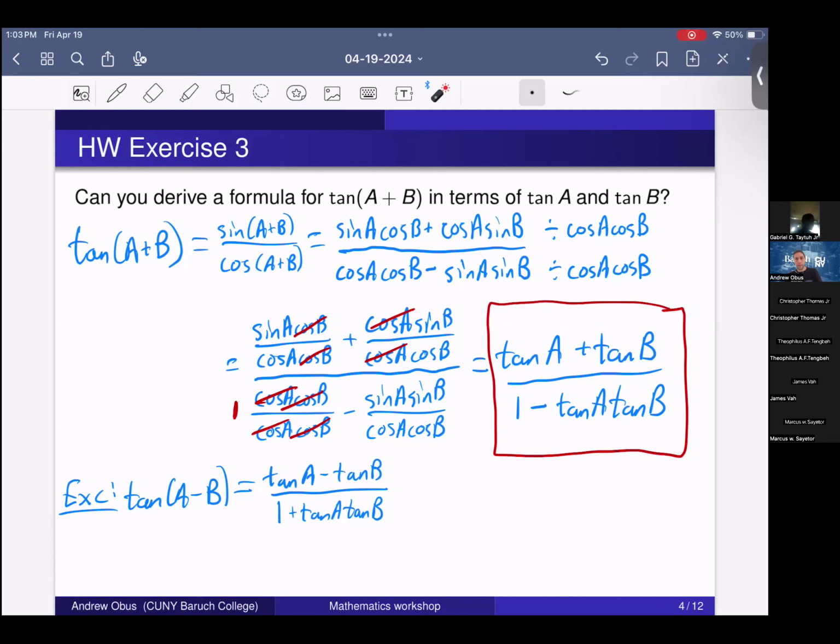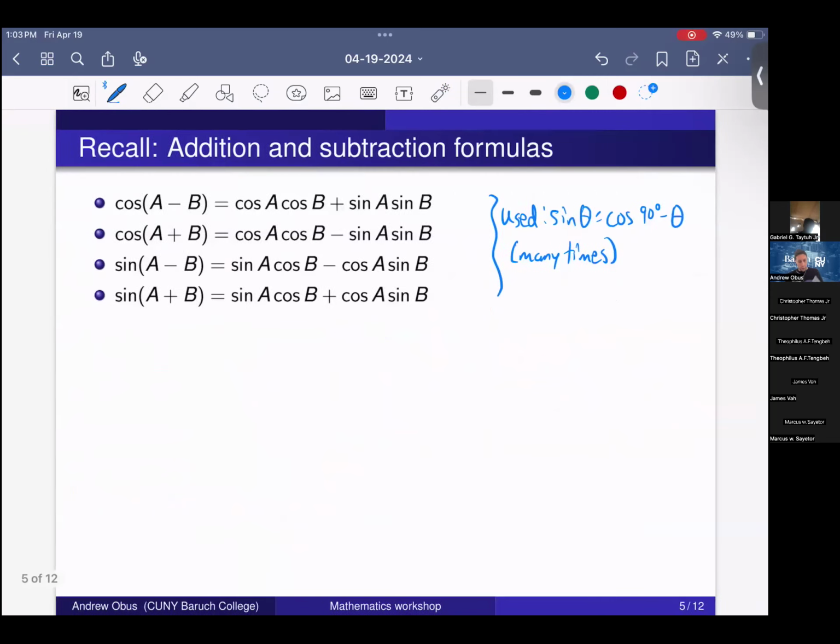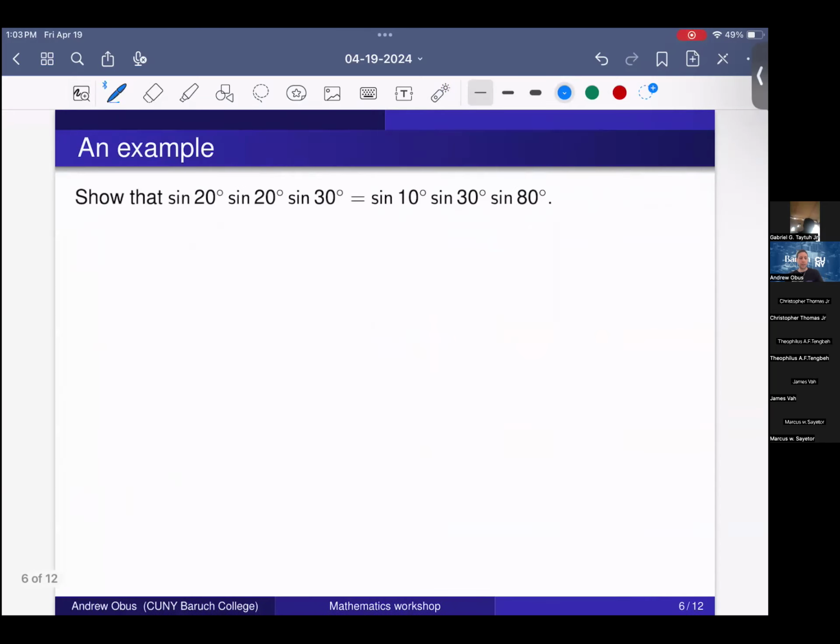All right, so no questions about this? So I'll box this also. Okay, good. We've seen a lot of these formulas, so let's move on. Let's talk about some other formulas.